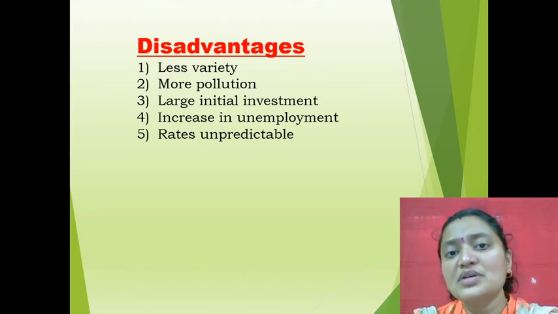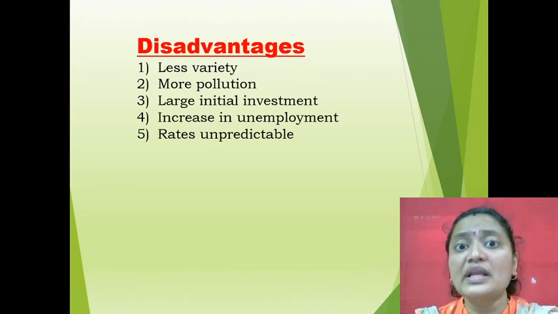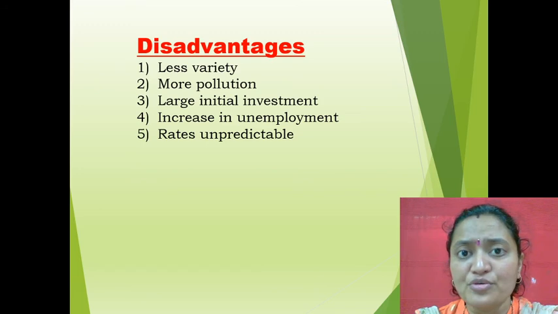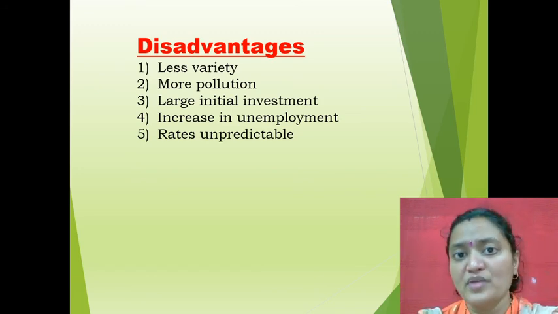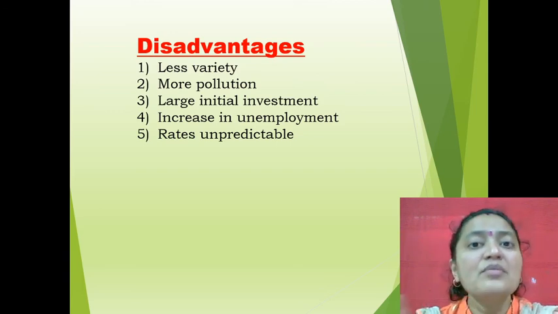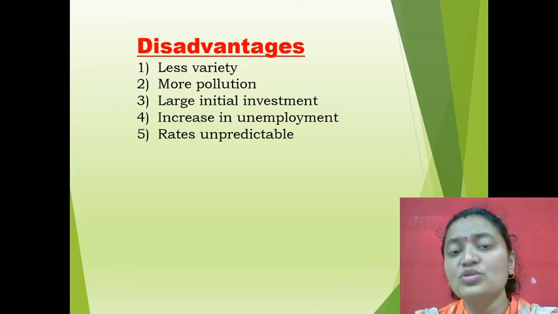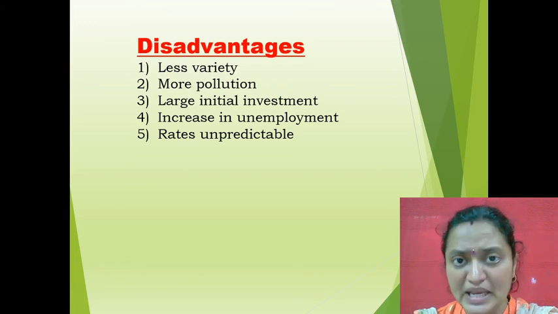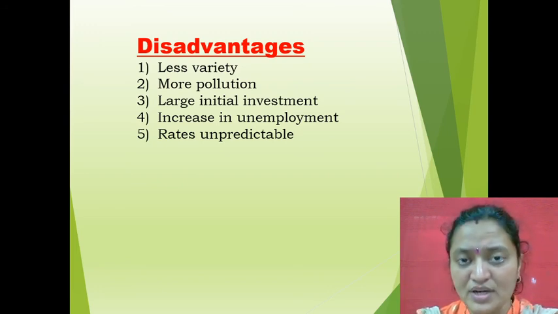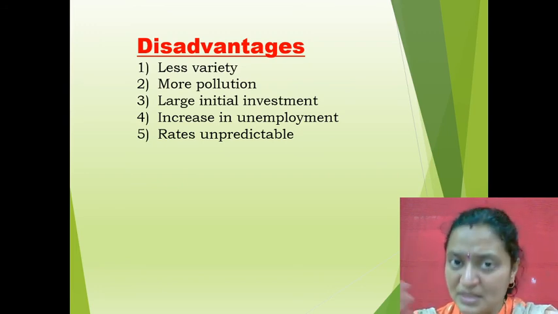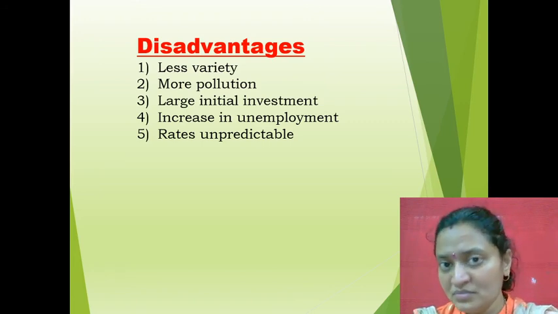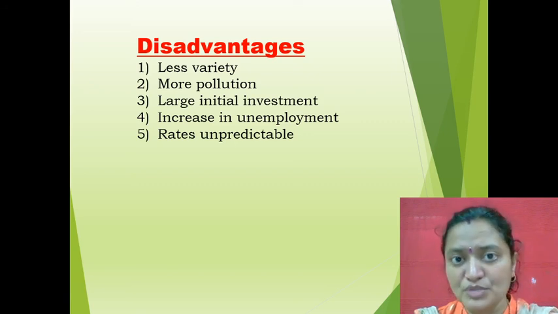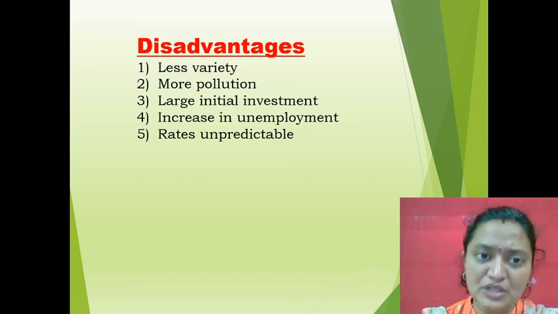Then at that time what happens? There is no requirement of people or laborers to do that particular work. So there is an increase in the unemployment problem. Then rates unpredictable. As I've told you, the rates of different machines will be varying, means they will be different. Some small machines are there and some big machines are there. Small machines will have whatever rate is fixed for them, and the larger or big machines will have different rates.